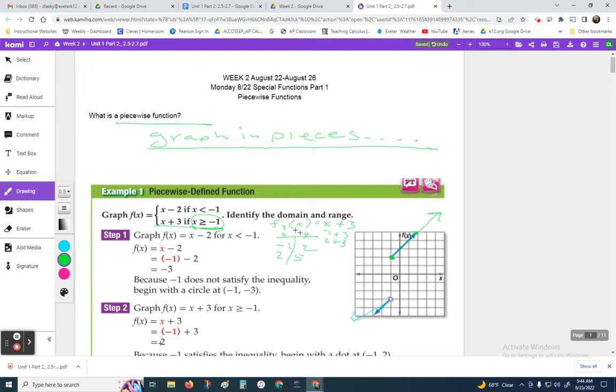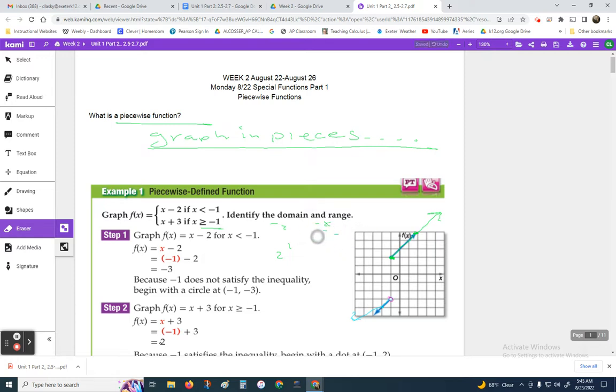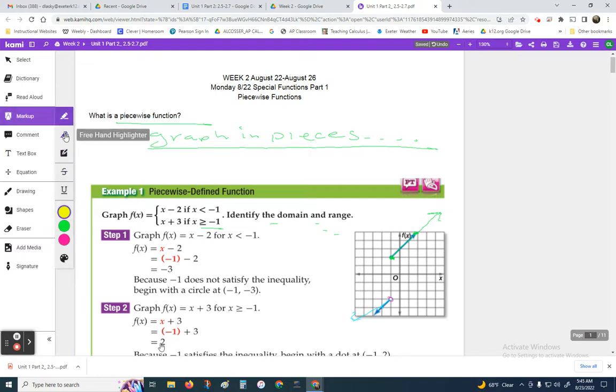And that's my piece. Yesterday, I talked to you about a boundary. Let's see if I can get this thing to look right. I need the freehand highlighter, and I put the boundary right here, kind of did it in yellow. That boundary you don't write in. That just tells you this thing's going to stop right here. Okay, so that's kind of the idea behind what we're dealing with.